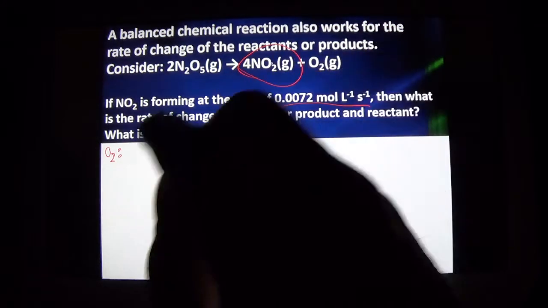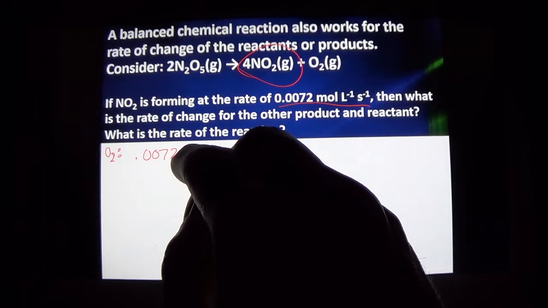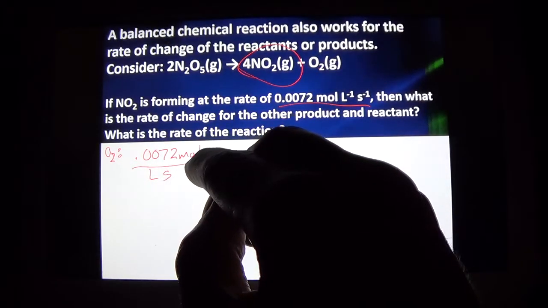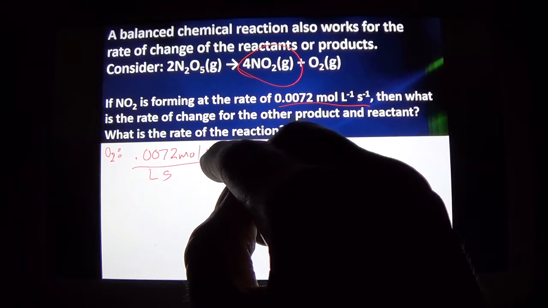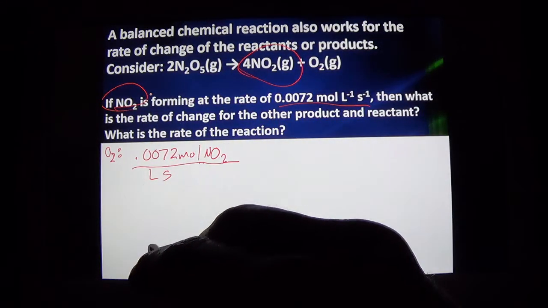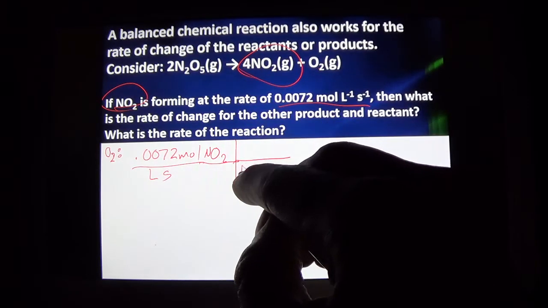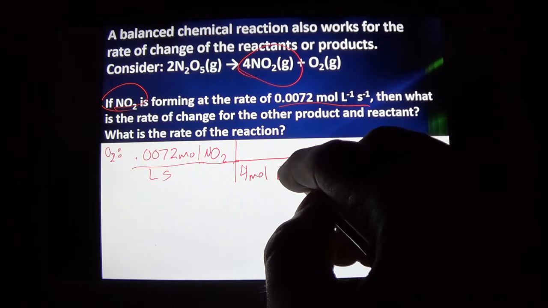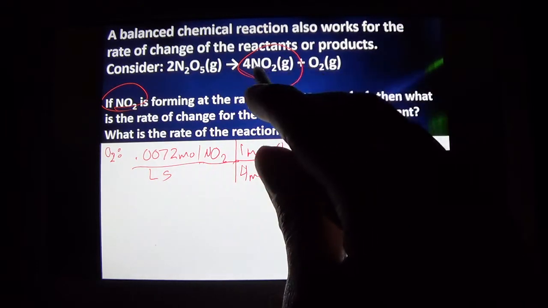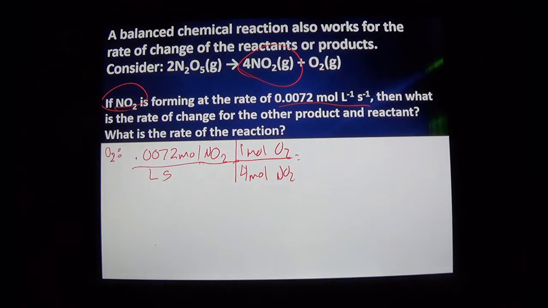All right, so for oxygen, I'm going to start with what I know, just like we always do. We start with our known information. I'm going to be forming 0.0072 moles per liter per second, and it's very helpful to label this, moles of NO2, because that's what I was told is forming right there in the problem. So now I want to use my mole ratio and say, from the balanced equation, 4 moles of NO2 is going to be worth 1 mole of O2, right here from the coefficients of my balanced equation. So you see I take that number and I divide it by 4. That really is all the math that's involved.